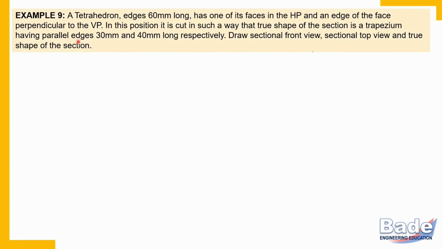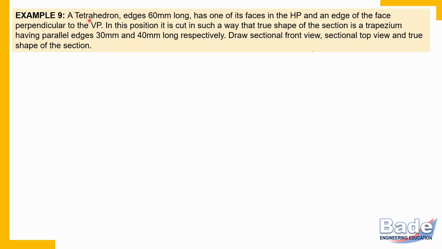Now read this problem. A tetrahedron, edge 60 mm long, has one of its faces in the HP and an edge of the face perpendicular to the VP. So the position of the object is similar to the last problem. In this position, it is cut in such a way that the true shape of the section is a trapezium having parallel edges 30 mm and 40 mm long respectively.